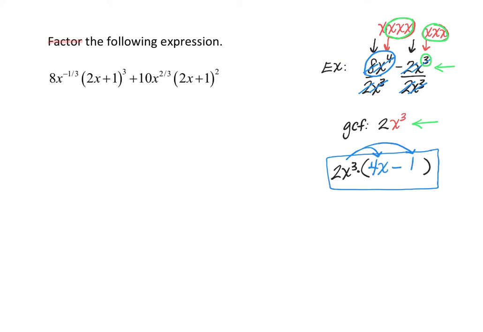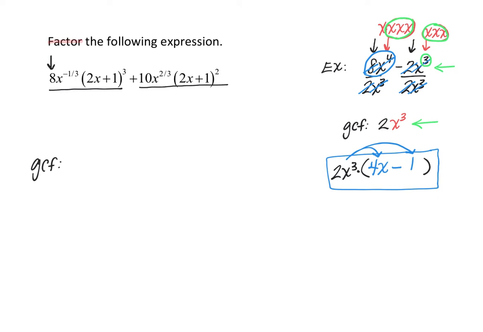The smallest power between those two terms was 3. So let's apply that now to our more complicated factoring problem over here. There are still two terms. So we have one term here, 8x to the negative 1/3 times 2x plus 1 to the third, and then we have 10x to the 2/3 times 2x plus 1 squared. So we'll determine our greatest common factor.